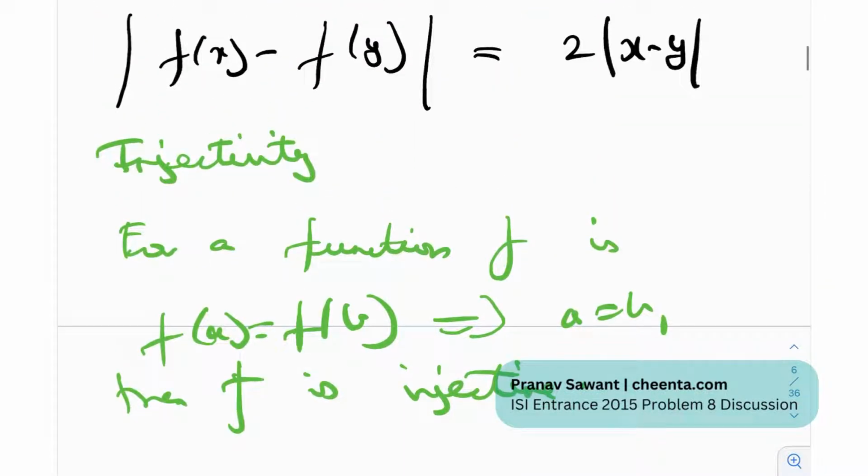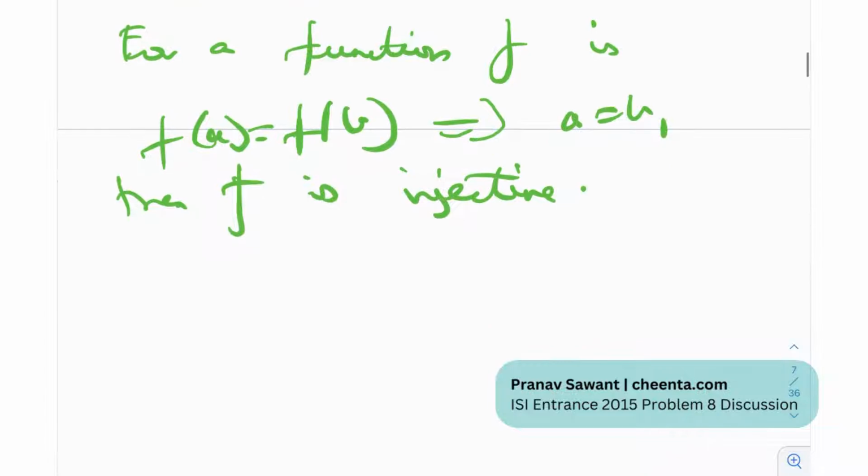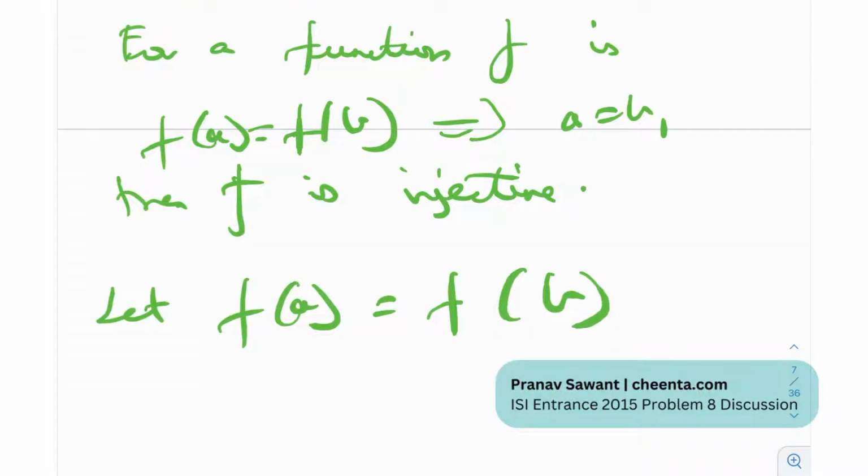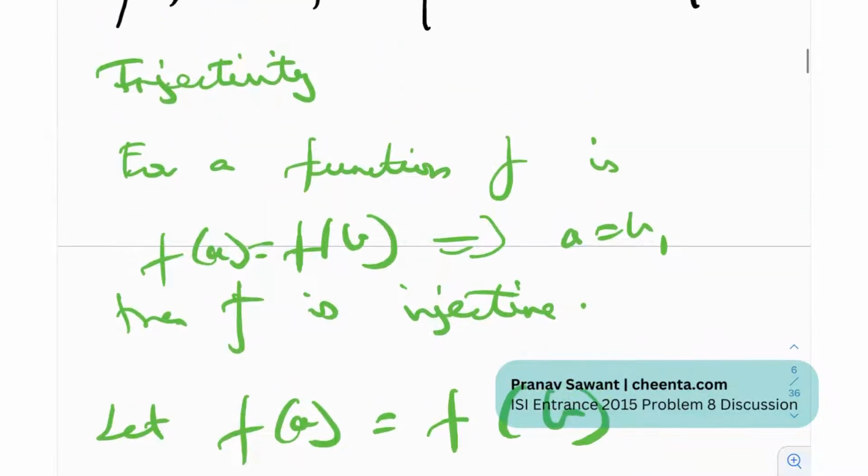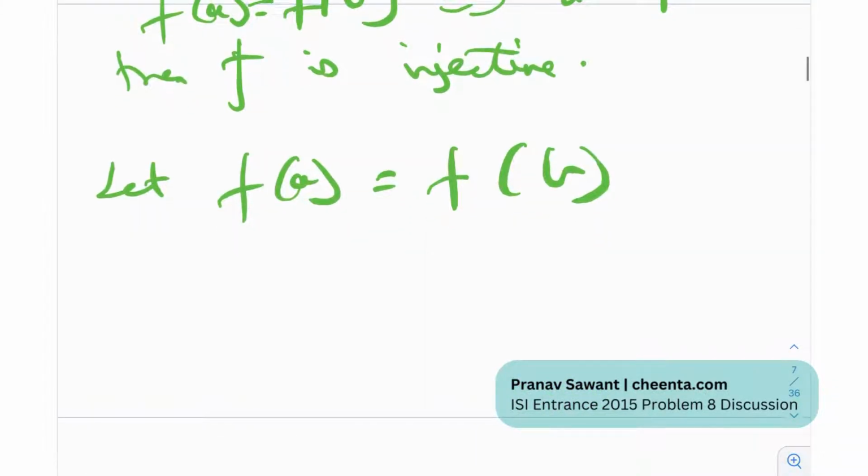So let's try to prove a little bit of injectivity over here. Let's see if the function is injective or not. Here I'm going to let f of a be equal to f of b, and after I take this assumption, if I'm able to conclude that a is equal to b, then f is obviously injective. Great. Now that I've assumed f of a is equal to f of b, I'm going to plug in x equal to a and y equal to b.